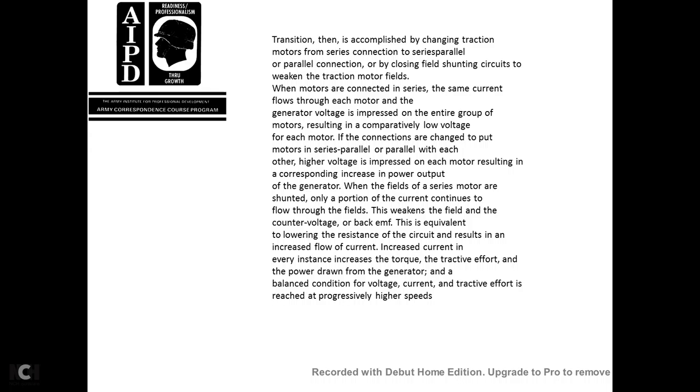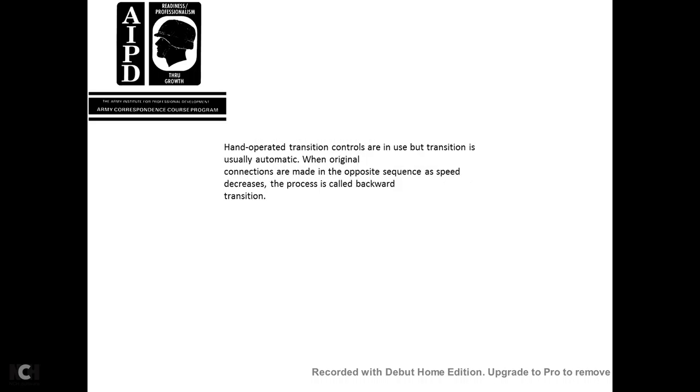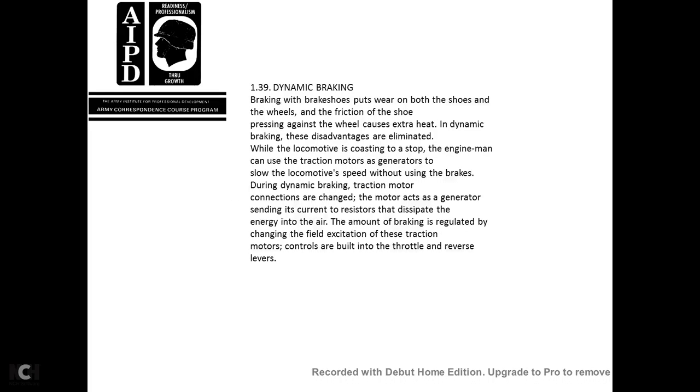Only a portion of the current continues to flow through the fields, which weakens the field and the counter voltage, the back electromotive force. This is equivalent to lowering the resistance of the circuit, resulting in an increase in the flow of current. Increase of the current in every instance increases the torque, tractive effort, and the power drawn from the generator. A balanced condition of voltage, current, and tractive effort is reached at progressively higher speeds. Hand-operated transition controls are in use, but transition is used automatically when the original connections are made, with the opposite sequence as speed decreases. The process is called backward transition.